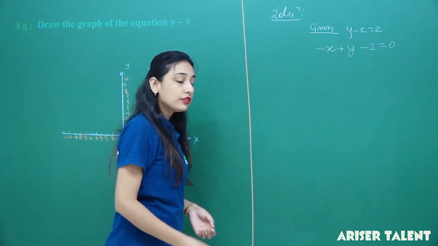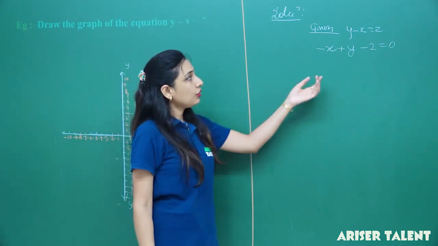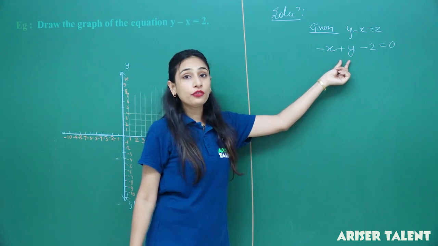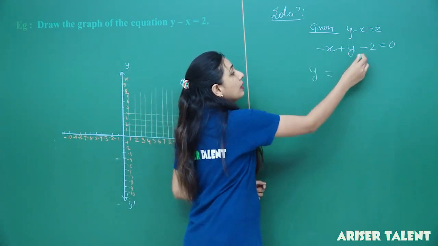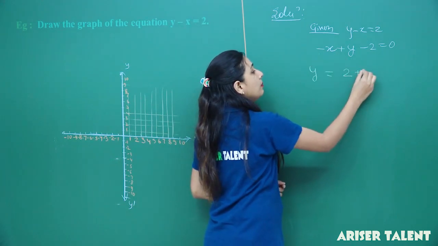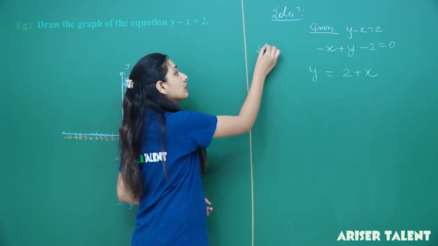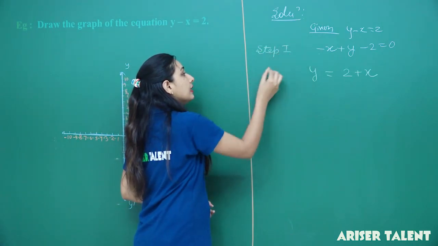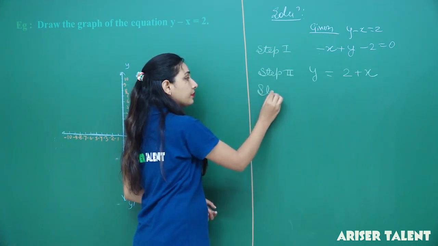Right. Now, what is step 2? You'll be finding the value of y from there. So the value of y will be equal to 2 plus x. That was step 1, that was step 2. Now step 3.